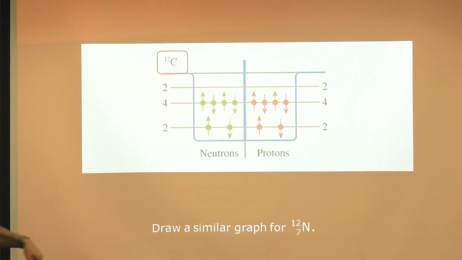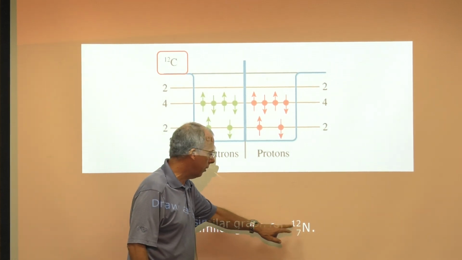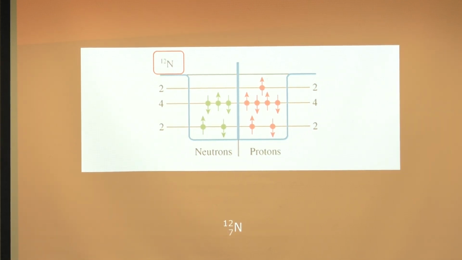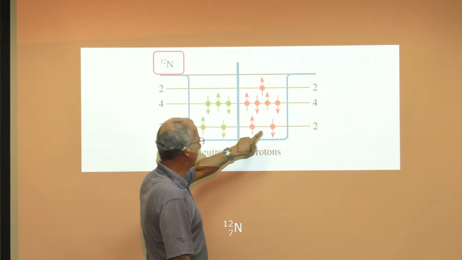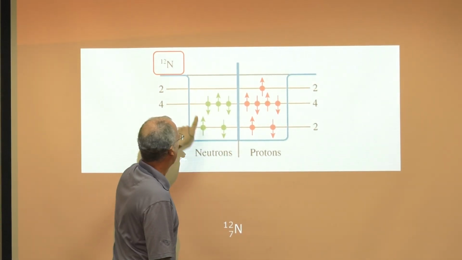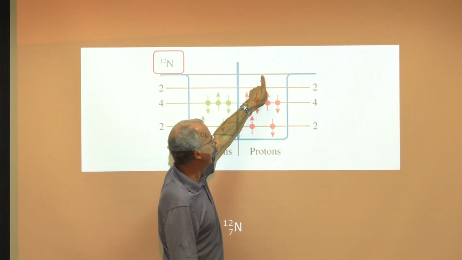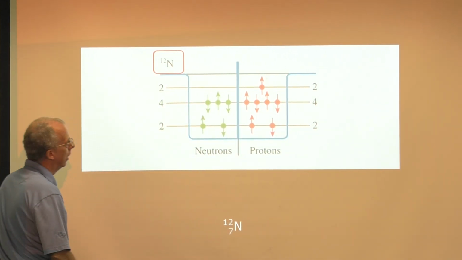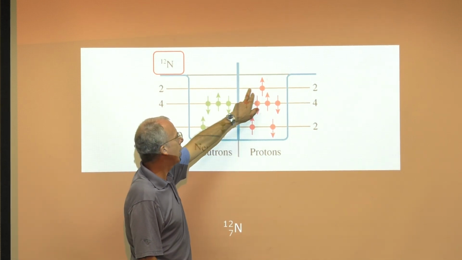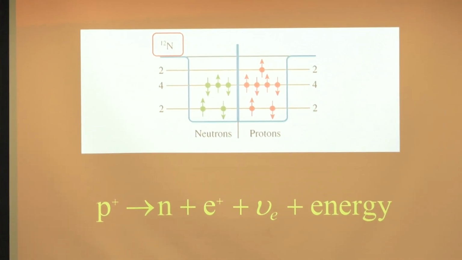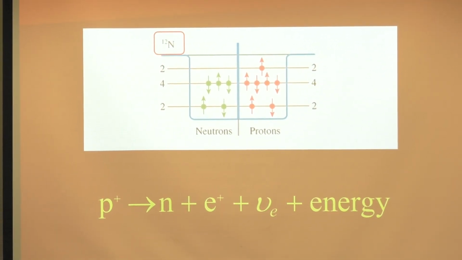Let's do another one. Pause your video and draw the similar graph for nitrogen 12. Please do it. All right, I assume you've done it. So 7 protons, 1, 2, 3, 4, 5, 6, 7. 5 neutrons, 1, 2, 3, 4, 5. We're missing one here. We have an extra one here. We want to have 2. We don't have 2. So how could this thing become more stable? Well, if the proton became a neutron, right? How do you do that? Piece of cake. It's called beta plus radioactivity.